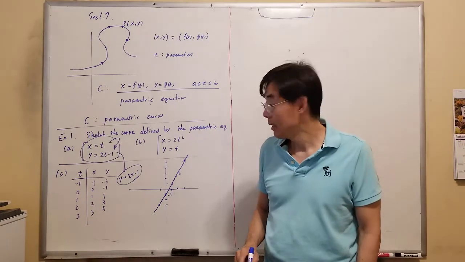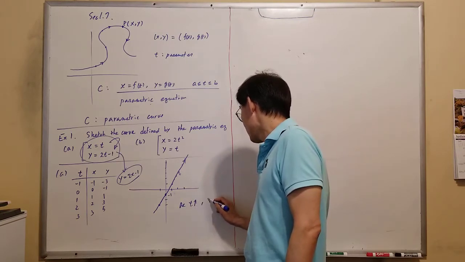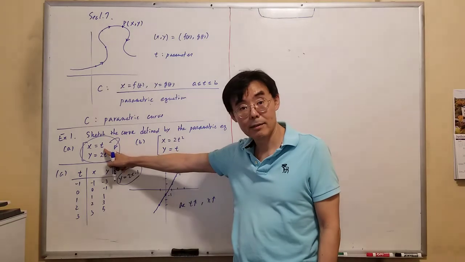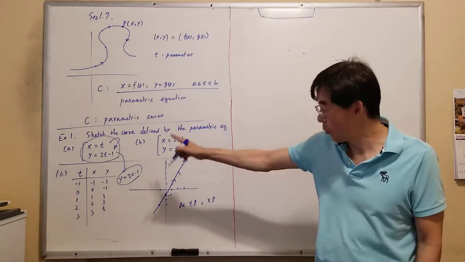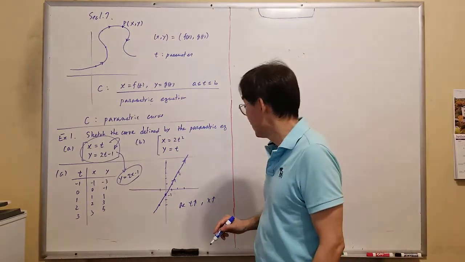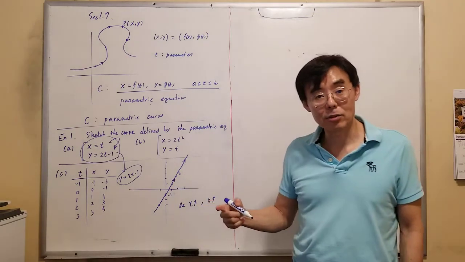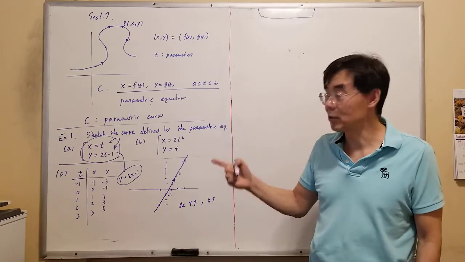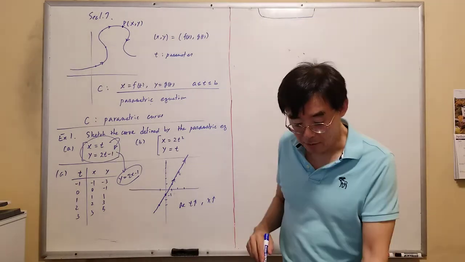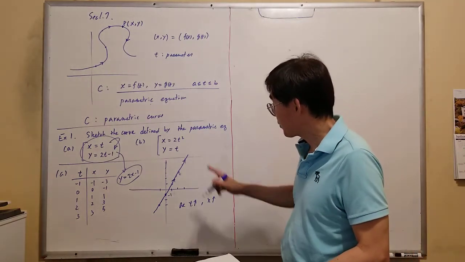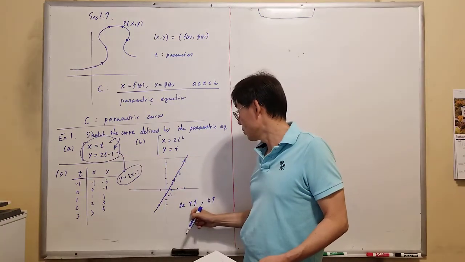Indeed. Now, as t increases, x coordinate also increases, right? So x coordinate increasing means you're going this direction. Alright? Also y coordinate increases. So you might want to draw a graph with arrows to show the direction corresponding to increasing t. Alright? Okay, so this is actually another way of describing a line, y equals 2x minus 1.